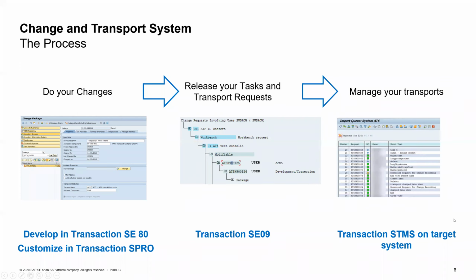Releasing the transport request would then mean that you get a new entry in the import queue of the follow-on systems. So that's what's done in transaction STMS. You would go to the system where you would like to import your new coding, search for the transport request in the list and import it. Or you can also import all the open transport requests. So that depends on the strategy that you'd like to take.